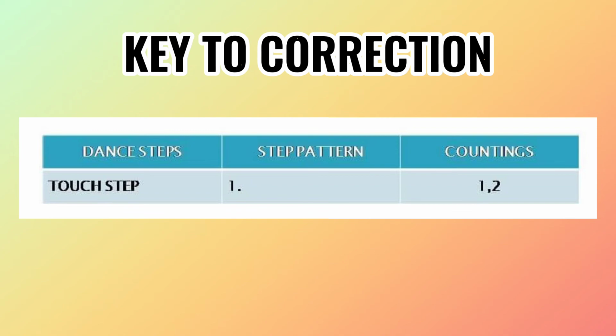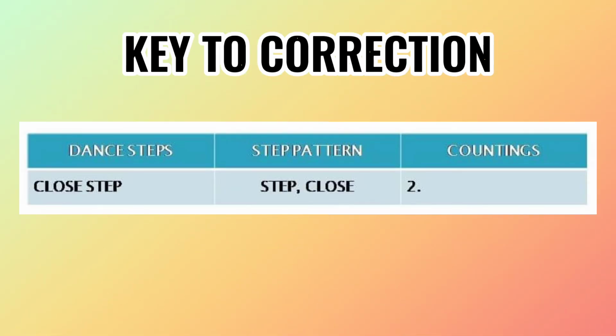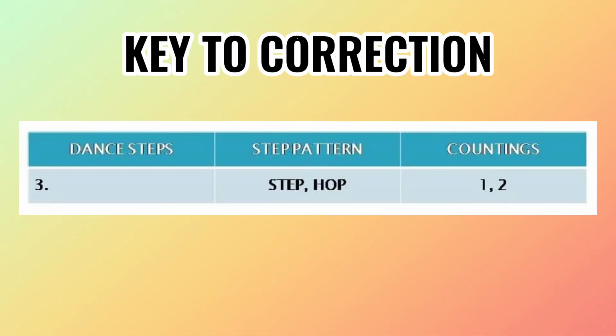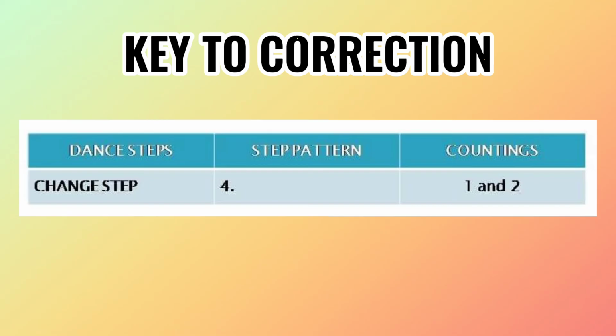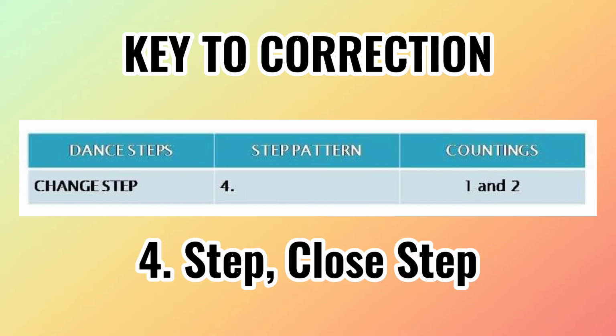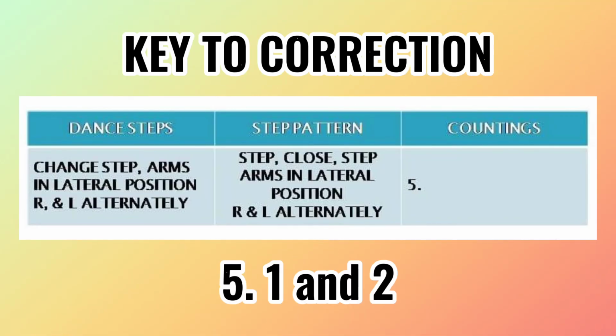Let's check your answers. For item number 1, the correct answer is point close. For item number 2, the correct answer is 1, 2. For item number 3, the correct answer is hop step. For item number 4, the correct answer is step close step. And for item number 5, the correct answer is 1 and 2.